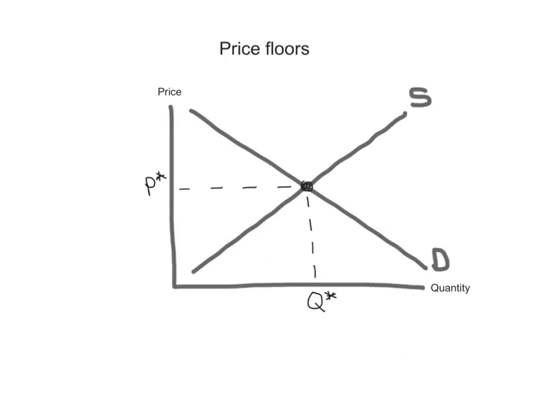A price floor is another type of price control that the government might impose on a market, and it's exactly the opposite of a price ceiling. So whereas a price ceiling tells the producers in a market the most they're allowed to charge for the product, a price floor gives a minimum permissible price to charge.